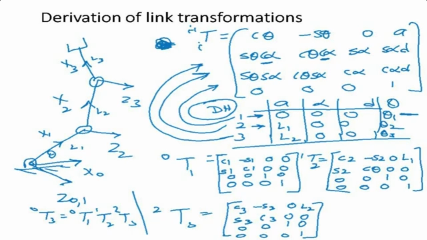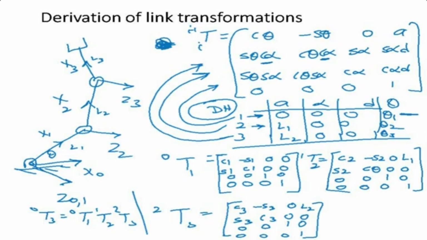Next, we have a. What is a equal to? A is equal to L1. So this is my L1. Sin alpha is 0, and cos alpha into d is 0, so this is 0. So that's my second matrix. This relates frame 2 to frame 1.